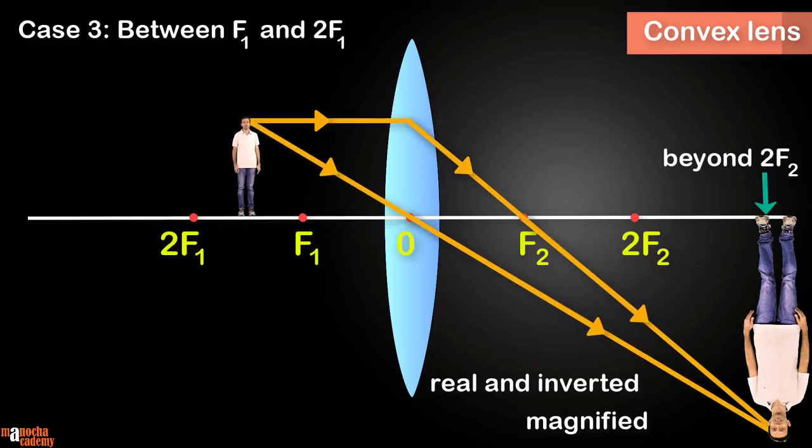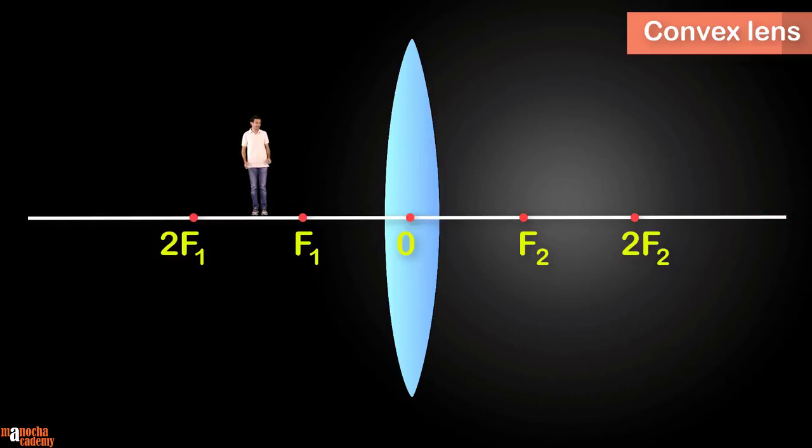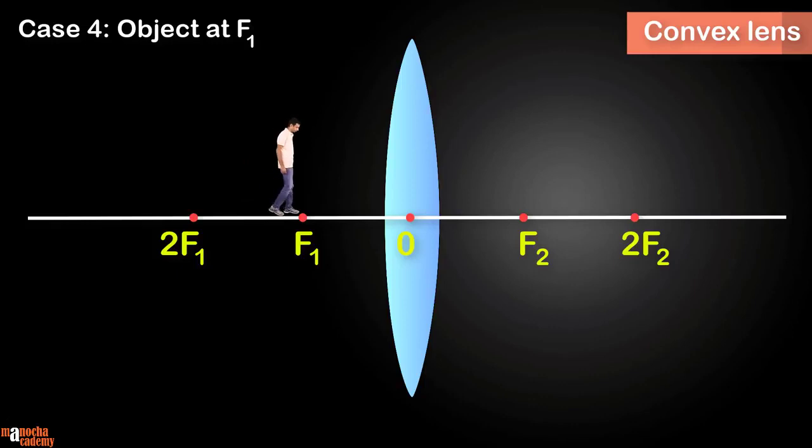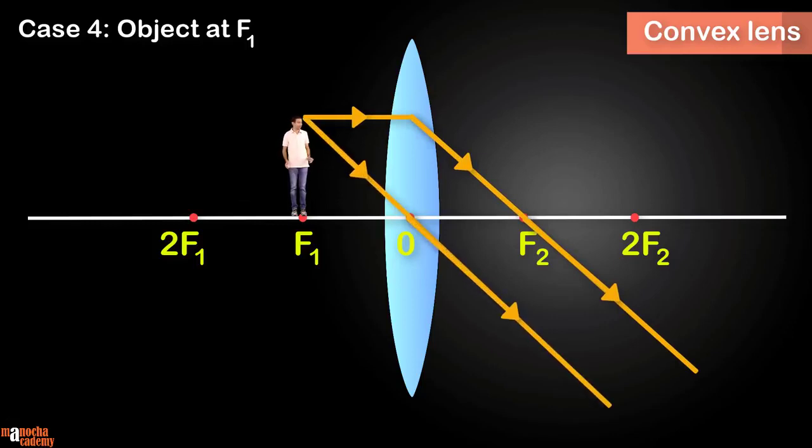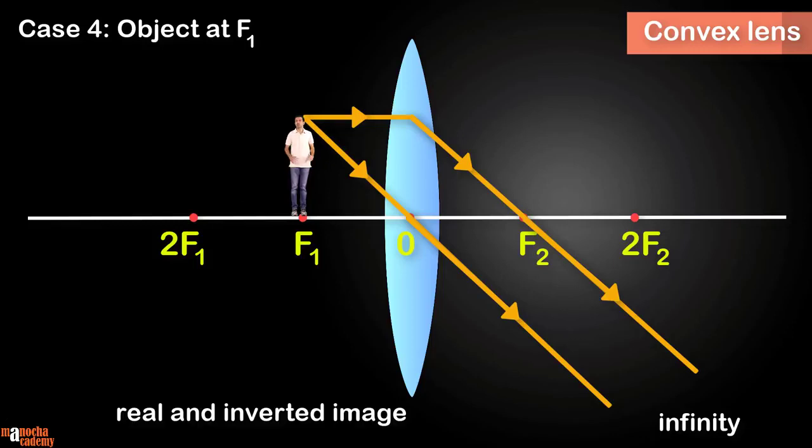2f2. Next, I'll move ahead and stand at the focus of the convex lens. Again, we need to apply 2 out of the 3 rules. This is an interesting case because as you can see, the refracted rays are parallel. The refracted rays never meet. So where is our image formed? The image is far away, formed at infinity. The image is real and inverted and it's highly magnified.